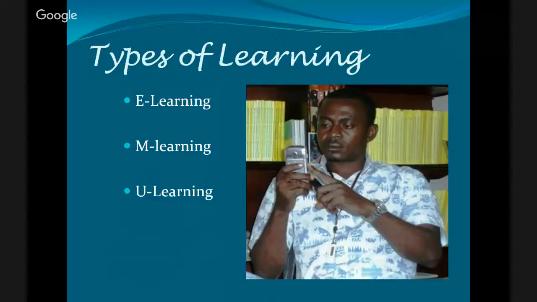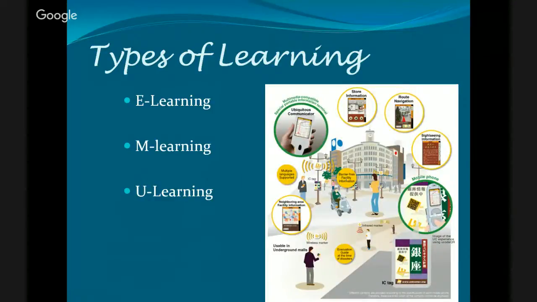So this is mobile learning, and this is an example of ubiquitous learning, where a person standing in a mall can get knowledge about store information, route navigation, and sightseeing information, any information. He can do anything he wants with the help of the u-learning method.